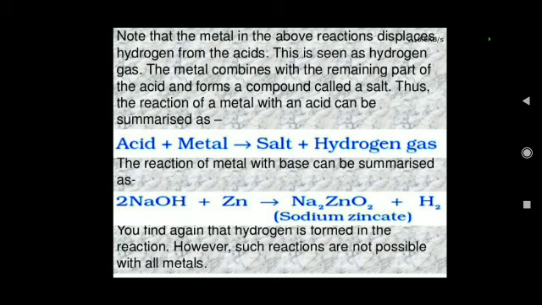So the first chemical property of acids and bases is that when metal reacts with acid, a salt is formed and hydrogen gas is evolved. Similarly, when bases react with metal, a salt is formed and hydrogen gas is evolved during a chemical reaction.